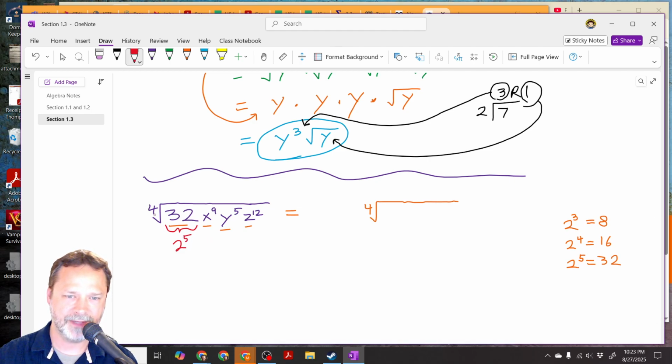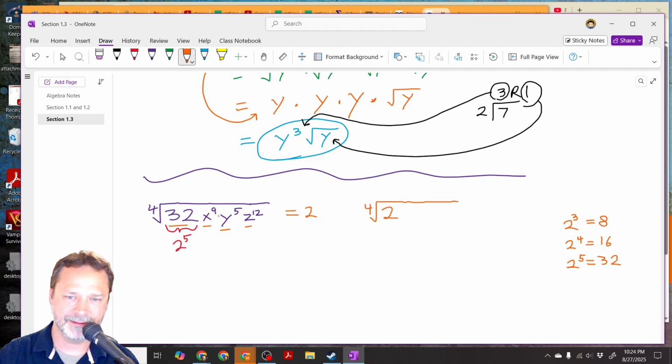So what's 5 divided by 4? It's 1 remainder 1. 5 divided by 4 is 1 remainder 1. So 1, 2 outside the root, 1, 2 inside the root.